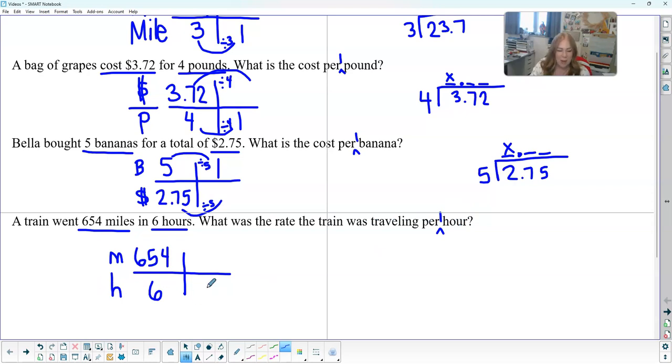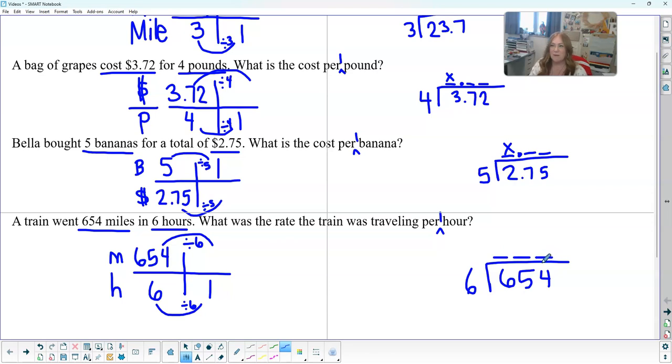My hours are on the bottom, so I need my 1 on the bottom. How do I get from 6 to 1? I'm dividing by 6. How do I get here? We also do the same thing to keep it equivalent. Divide by 6. So we have 654, and we're dividing it by 6. I need something above the 6, something above the 5, something above the 4.